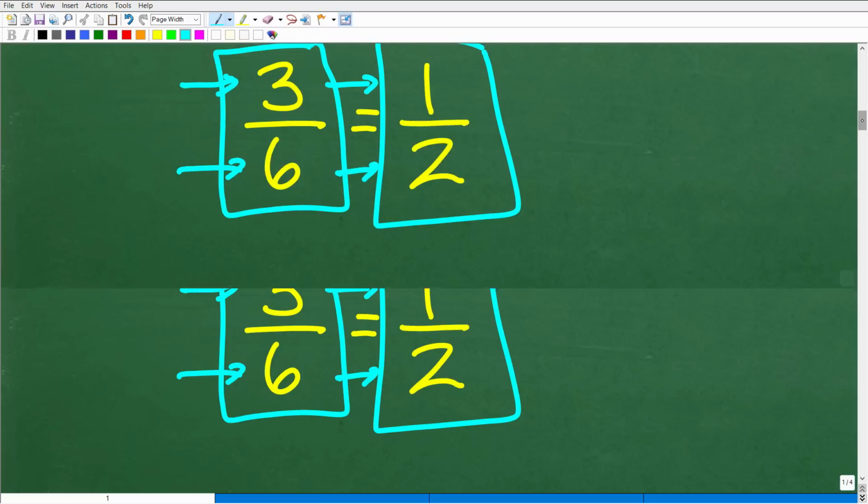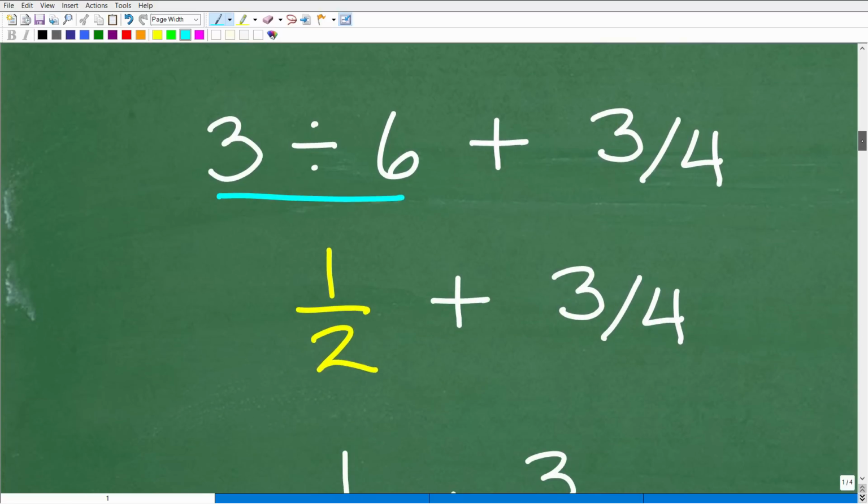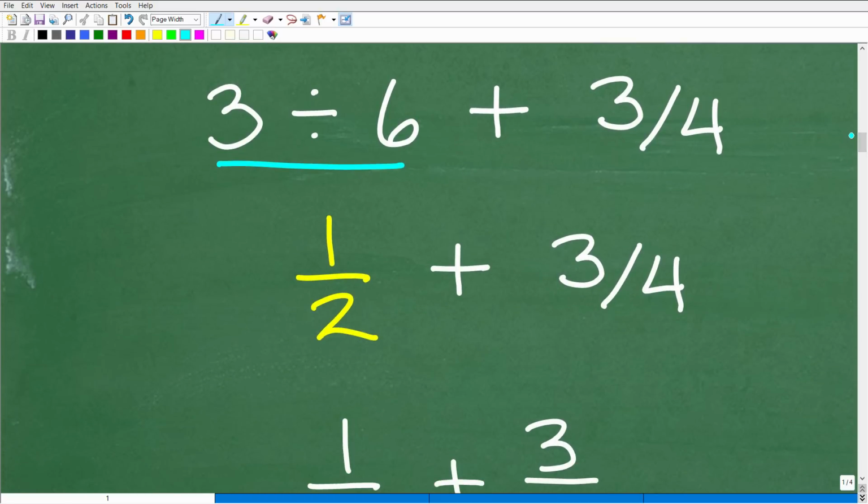So now let's go ahead and continue on. All right, so again, we decided that we needed to do division first using PEMDAS. We did 3 divided by 6, which of course reduces to the fraction 1/2. So now we have to figure out what 1/2 plus 3/4 is equal to.